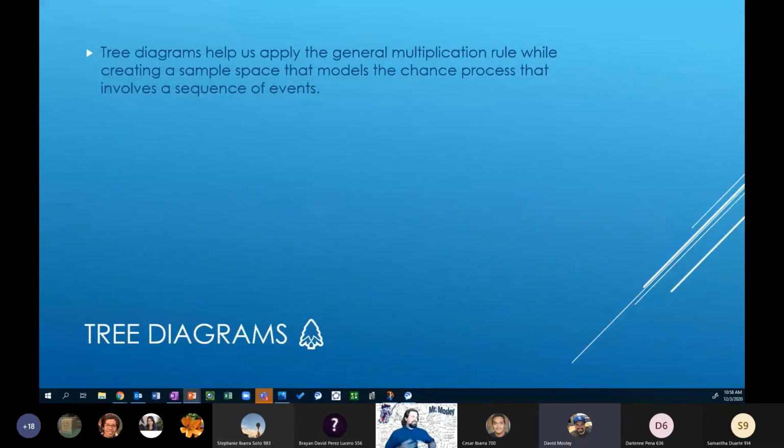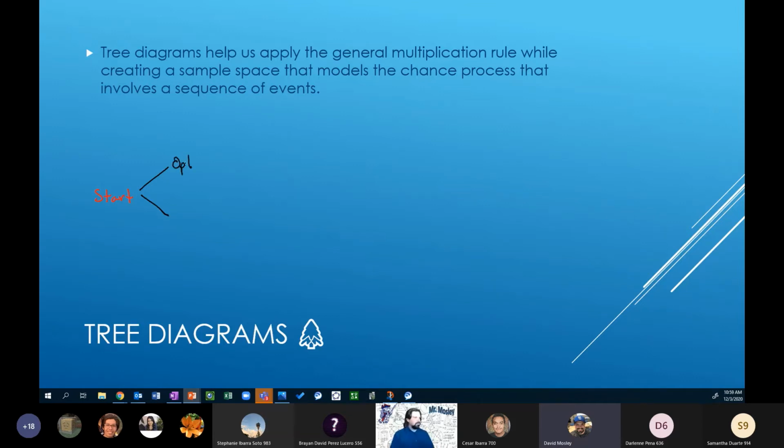All right, next thing we're going to talk about is a tree diagram. Tree diagrams help us apply the general multiplication rule while creating a sample space that models the chance process that involves a sequence of events. In general, this is what these will somewhat look like. We'll have some starting point, and then there'll be options branching off of that. We might have two options.